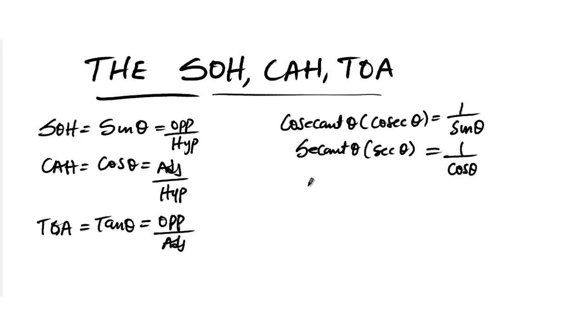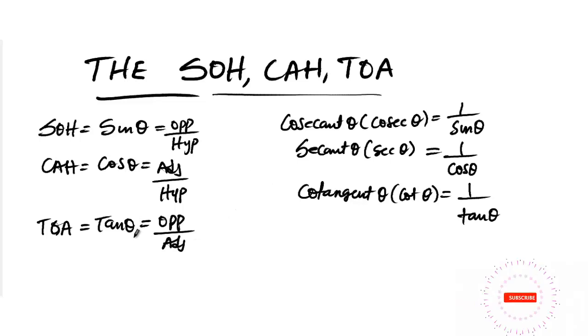Then we also have cot theta, that's cotangent theta, which is equal to 1 over tan theta. Now there's something I want us to understand. All these I've written here are only valid for a right triangle, the same way the Pythagorean theorem is only valid for a right triangle. So now let's see how we can make use of this.